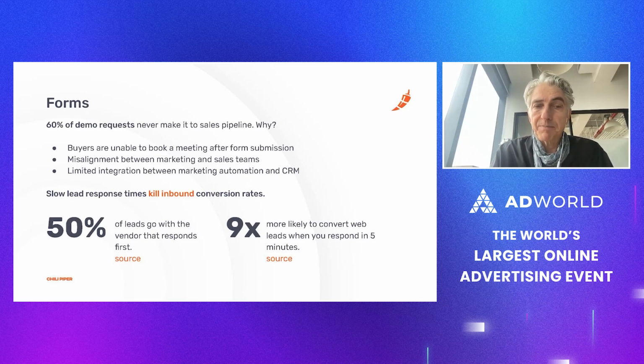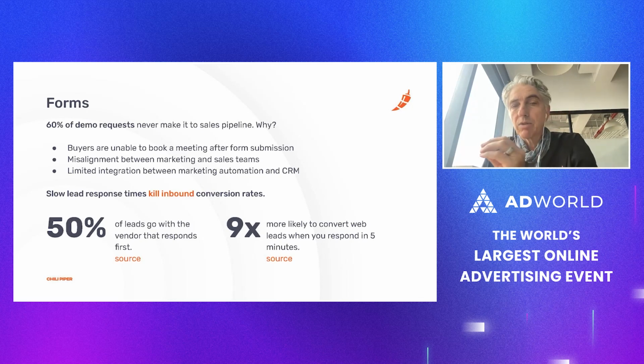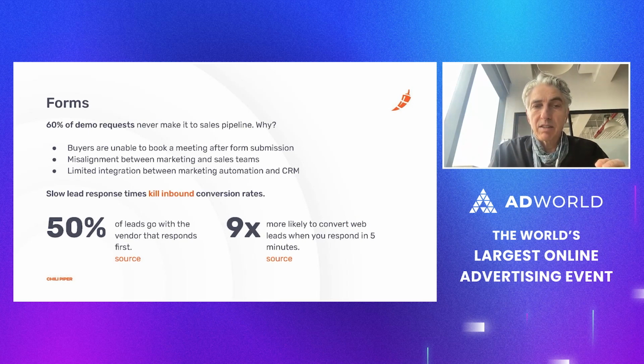If you don't act on it in real time, immediately, then the lead is going to go somewhere else. 50% go to the first vendor. Next, you're 9 times more likely to close if you respond in 5 minutes. So delaying that request to actually booking results in massive, dramatic losses in your pipeline. So you want to make sure that you're able to book in real time upon a form submission, as soon as it's submitted.